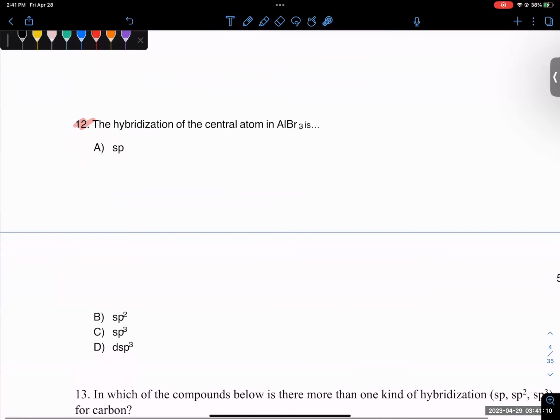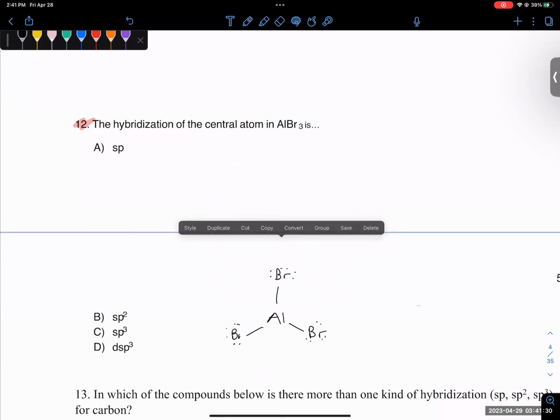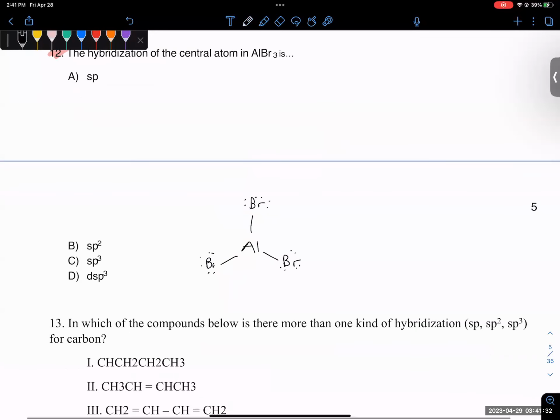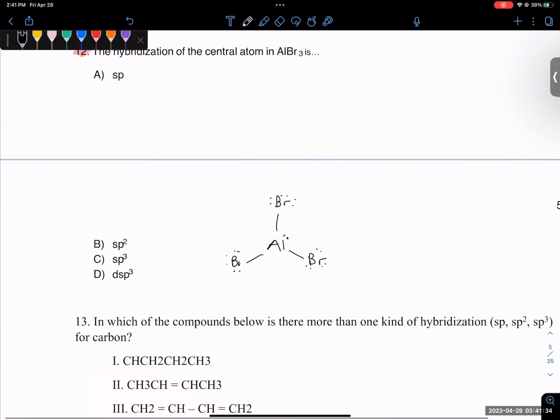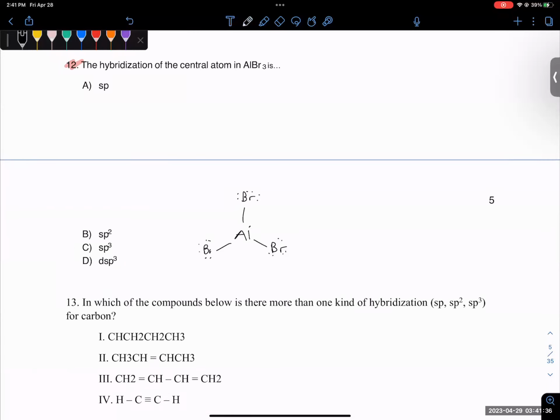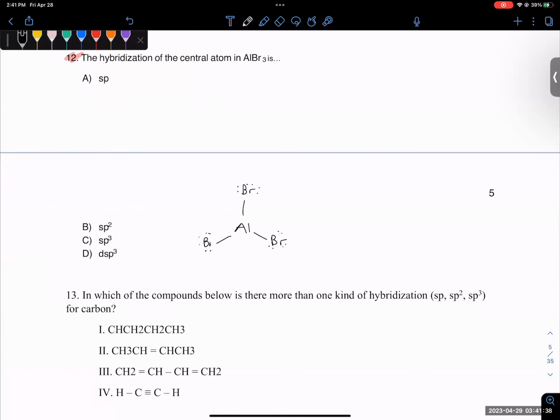All right, the hybridization of the central atom in aluminum bromide is what? So we know AlBr3. I'll draw my little pairs for everyone. And is that the correct structure, or does aluminum have a lone pair on it? The one before? And why is that?